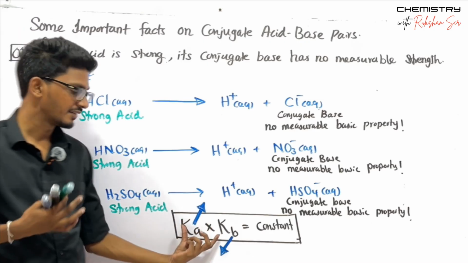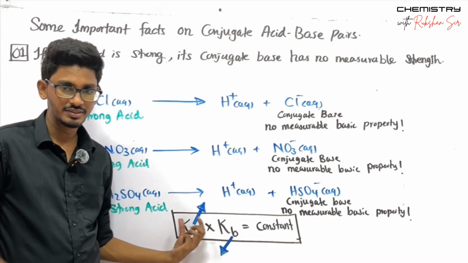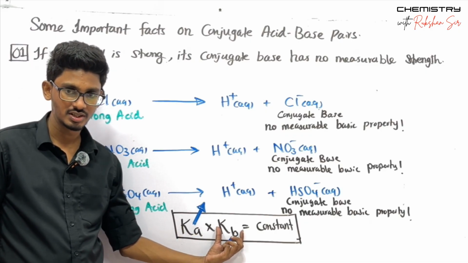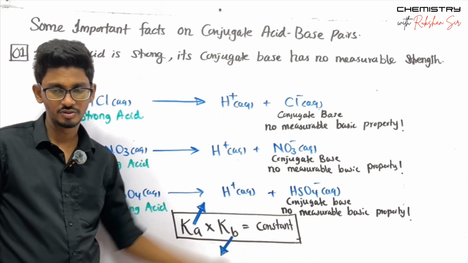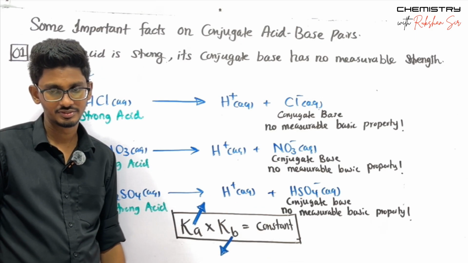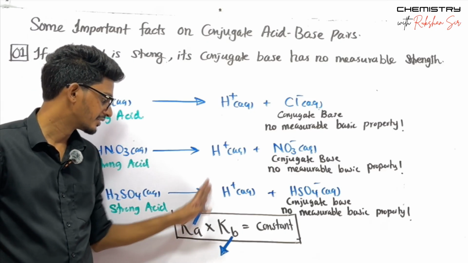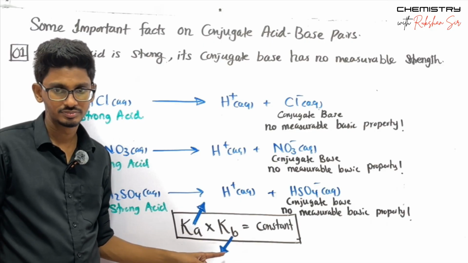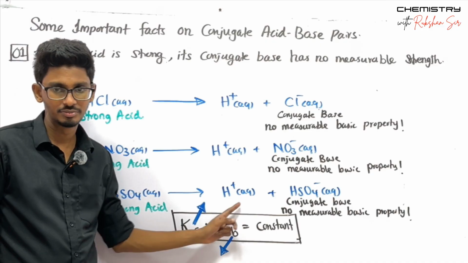For a conjugate pair, this is appearing. This is a measure of the acidity of the conjugate acid. This is a measure of the basicity of the conjugate base. But that multiplication is going to be a constant. We'll prove that in the next class. So when the acidity is high, when it is a strong acid, the basic nature is very low. When this goes to infinity, this goes to 0.